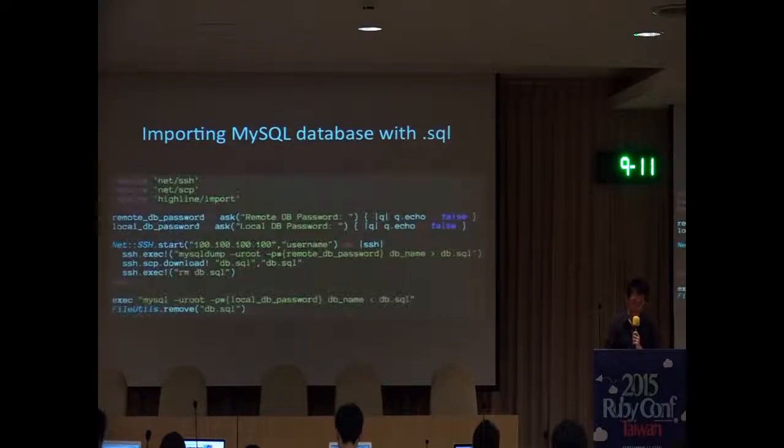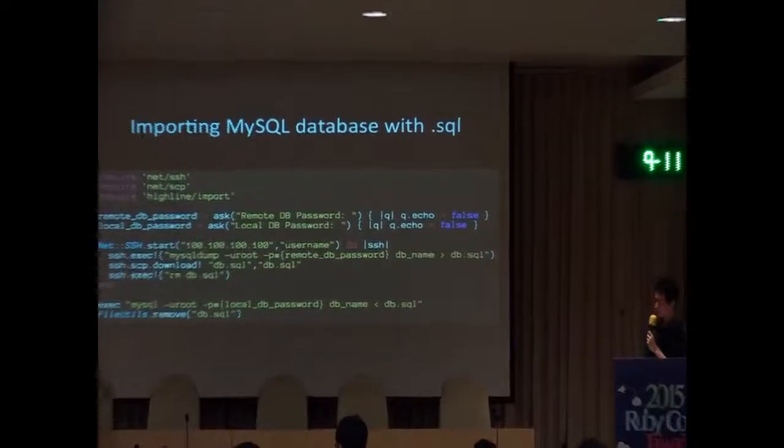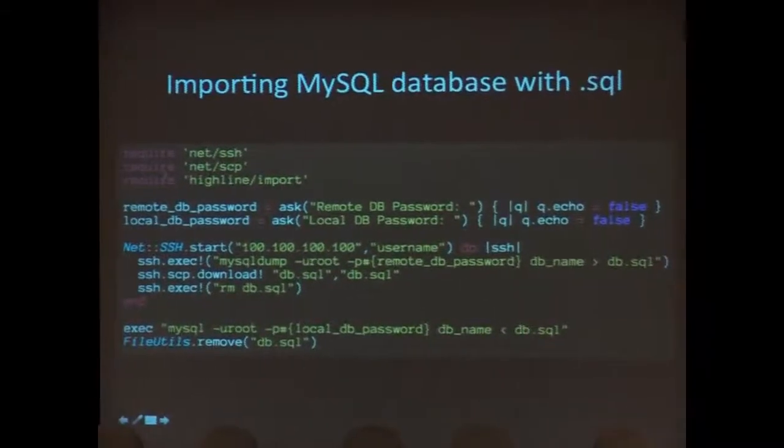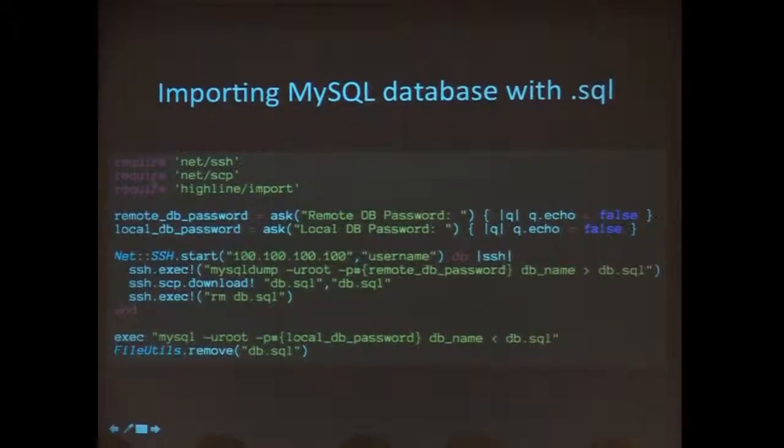It all takes time. So the script that solves this problem is something like this. As you can see, we require some library that allows us to connect through SSH and SCP. And the first two lines, as you can see, are the remote DB password. You type in the password that you are going to use remotely and locally. Or if you don't care about security, you can just put your password in this file, which I don't recommend.